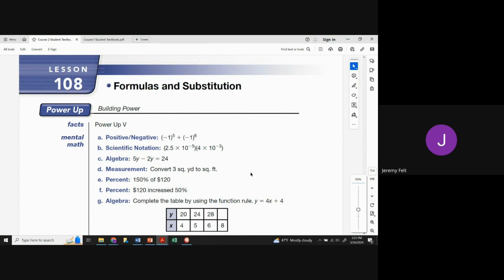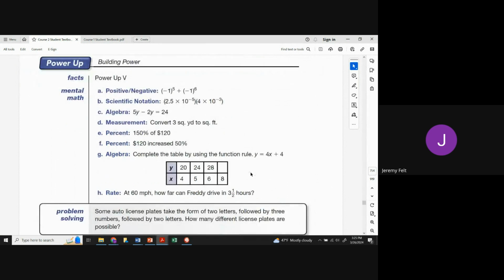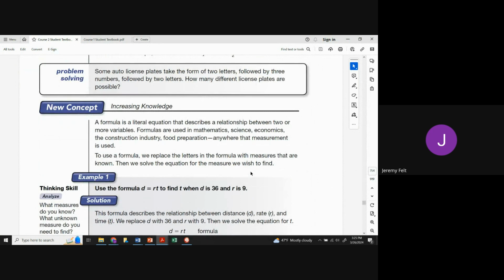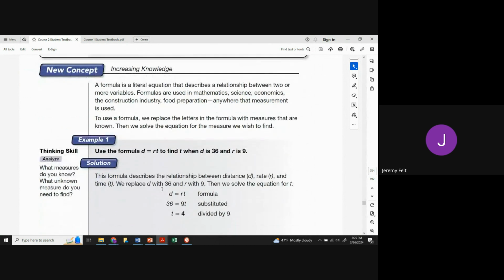So we are looking at formulas and substitution. A formula is just something where we have area equals base times height, or area is length times width, or distance equals rate times time. So this is just a formula that we know that we're given. And if we have three variables, and we're given two of the three, we can solve for the missing one.